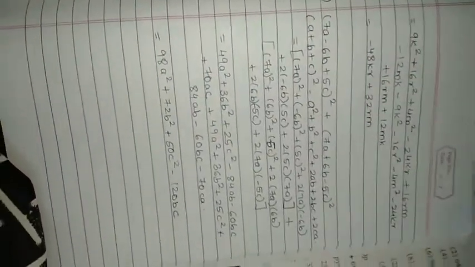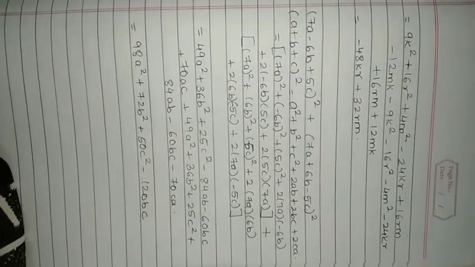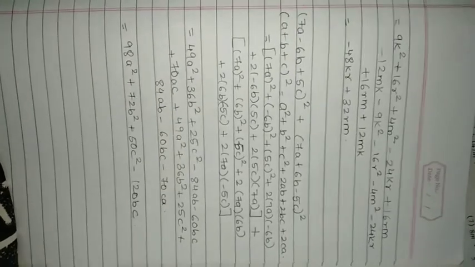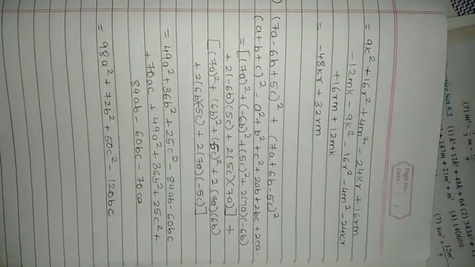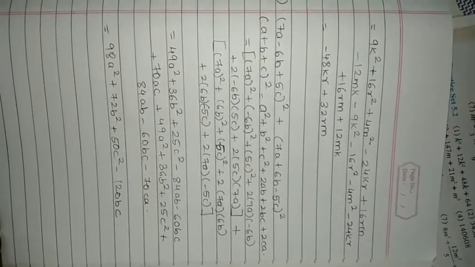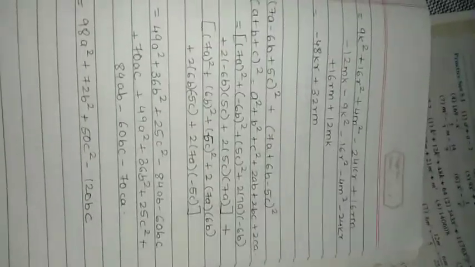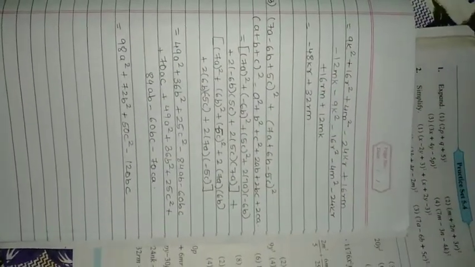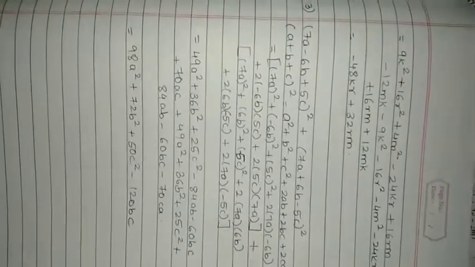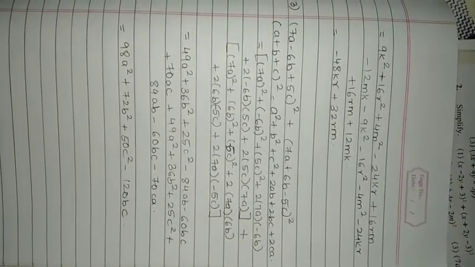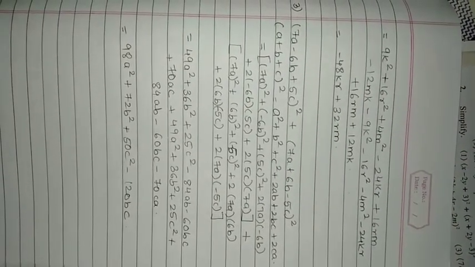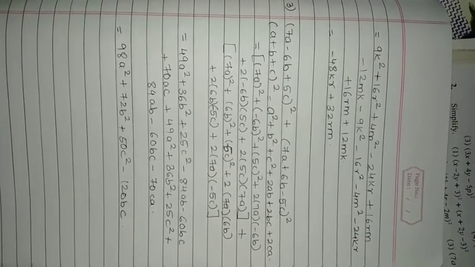Moving ahead to the last sum of this chapter, the question given to us is (7a minus 6b plus 5c) the whole square plus (7a plus 6b minus 5c) the whole square. Again the formula will remain the same, that is (a plus b plus c) the whole square is equal to a square plus b square plus c square plus 2ab plus 2bc plus 2ac. A over here in the first bracket is 7a, b is minus 6b, and c is plus 5c.